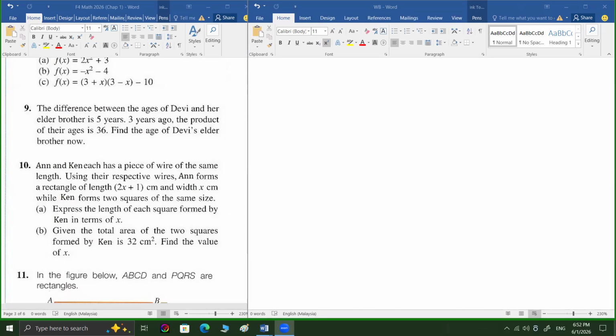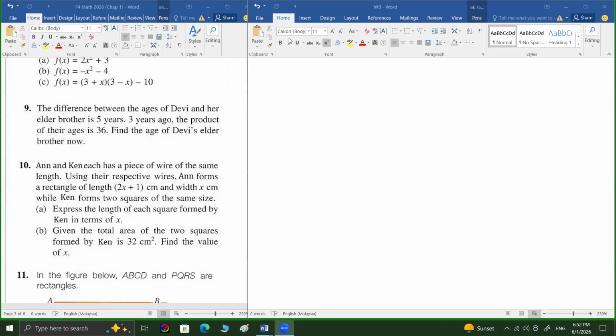Listen to me. You have to read the question whether the unknown is given or not. If it's not given, you let it yourself. You look at question 9. The difference between the ages of Davy and her elder brother is 5 years. 3 years ago, the product of their ages is 36. Find the age of Davy's elder brother now. It's a bit like your Form 2's questions.